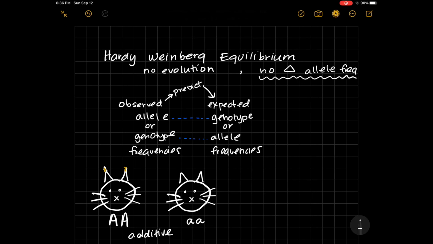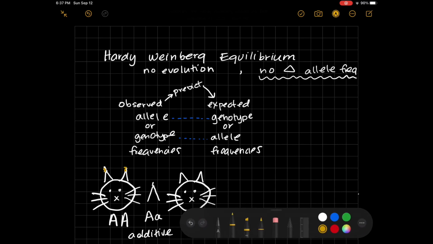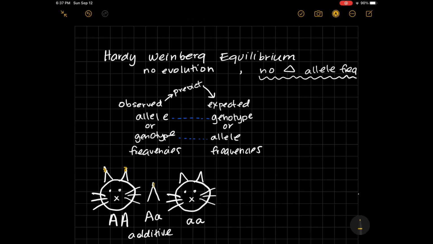So let me draw in our heterozygotes as big A, little a, and I'll do a close-up on their ears here, which have these intermediate phenotypes, these short little tufts instead of the big fancy tufts that we see in our big A, big A's.